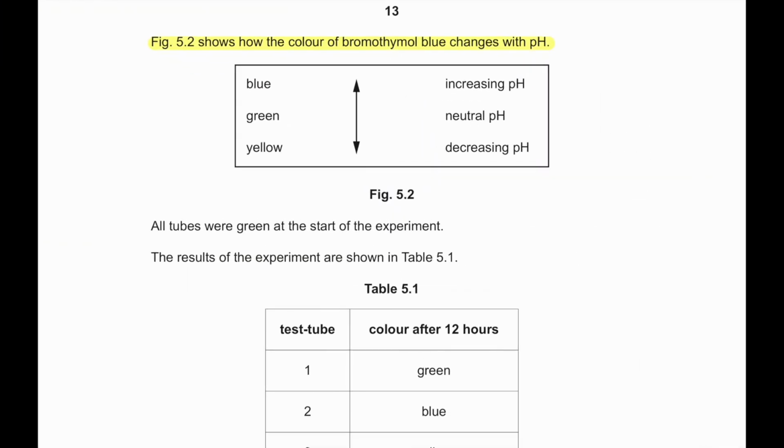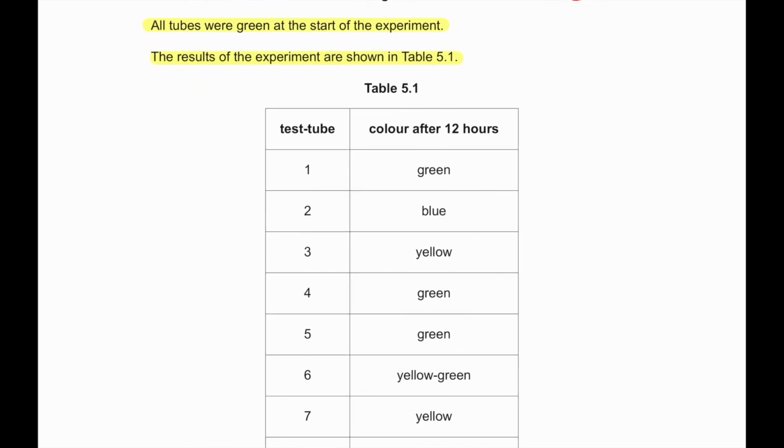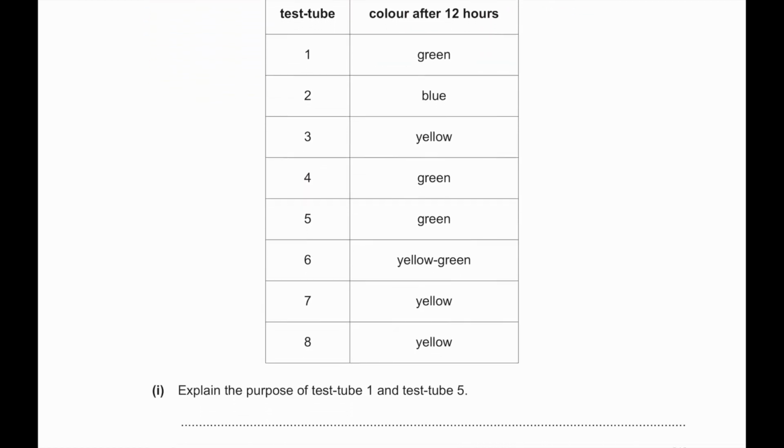Now, we can see blue indicates increase in pH, green indicates neutral pH, and yellow indicates decrease in pH. Remember, decrease in pH is going to occur with an increase in CO2. Increase in pH is going to occur when there is a decrease of CO2. And neutral pH will be when there is no increase or decrease of CO2. So all tubes were green at the start of the experiment. The results of the experiment are shown in table 5.1. We can see green, blue, yellow, green, green, yellow, green, yellow, yellow.